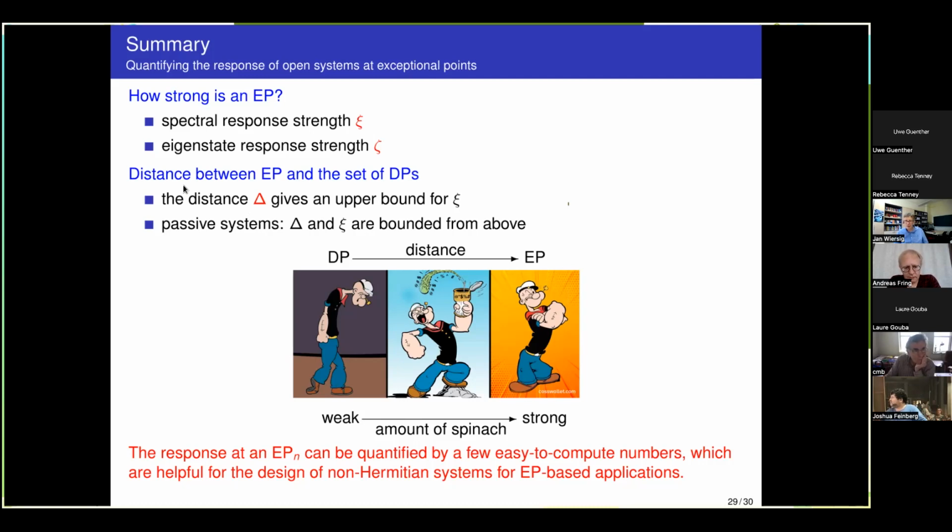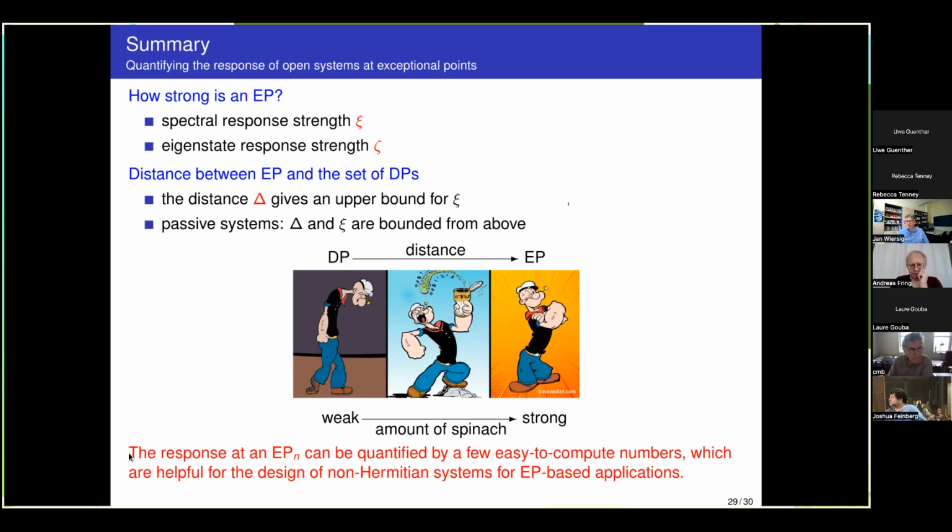Then I've introduced the concept of the distance between a given EP and the set of diabolic points. This distance gives you an upper bound for psi. And for passive systems, both psi and delta are bounded from above, which is a severe restriction for passive systems. And this cartoon you can read for yourself. Don't take it so seriously.